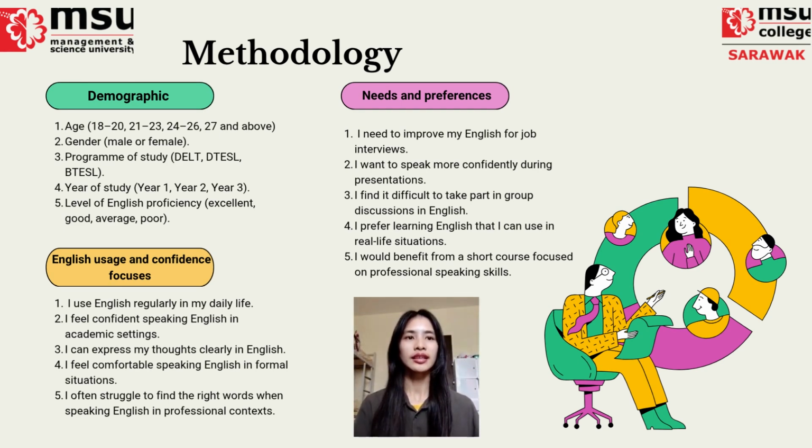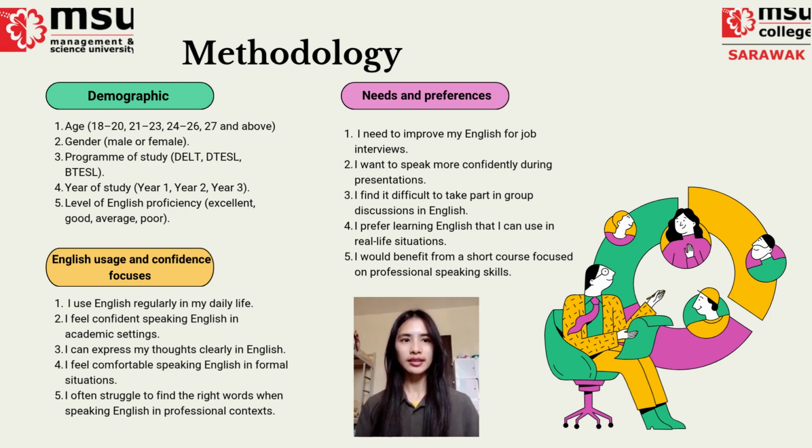I present the methodology. The questionnaire used in this study consists of three sections to collect clear and structured information from university students. Section A is demographic information, which collects basic details about the respondents such as age 18 to 20, 21 to 23, 24 to 26, 27 and above, gender male and female, program of study like DLT, DTESA, BTESA, year of study, year 1, year 2, and year 3, and level of proficiency: excellent, good, average, and poor. This information helps to understand the background of the students and ensure that the course can meet the needs of different groups within the university.